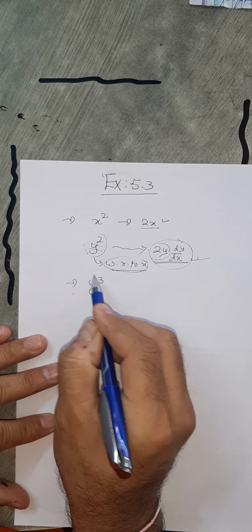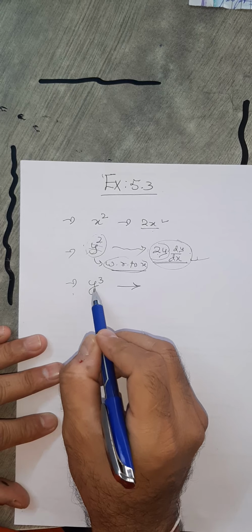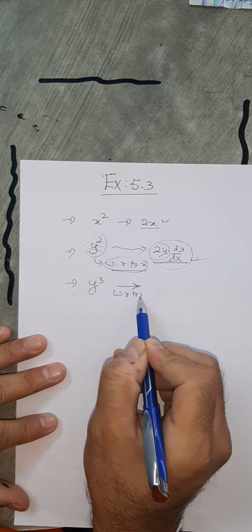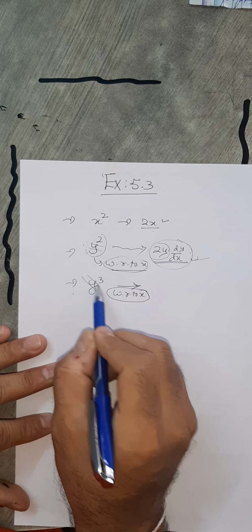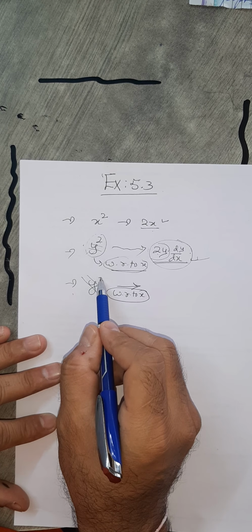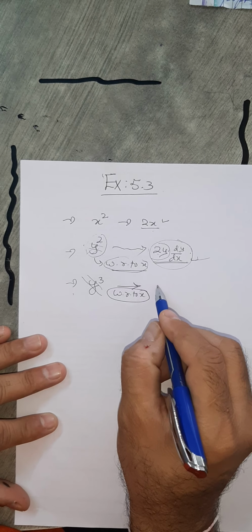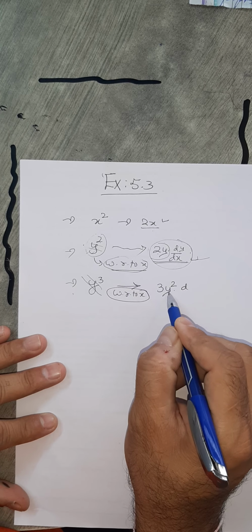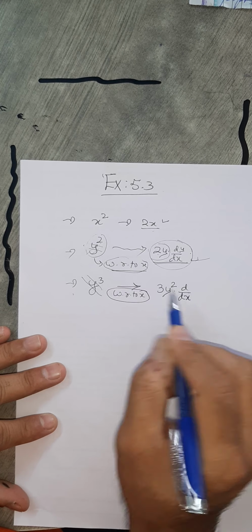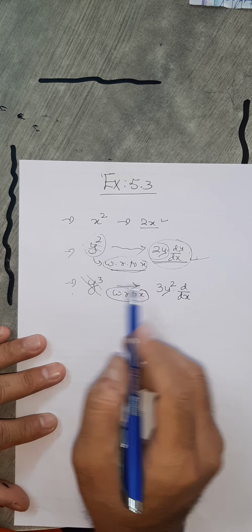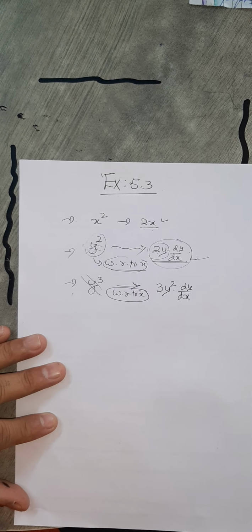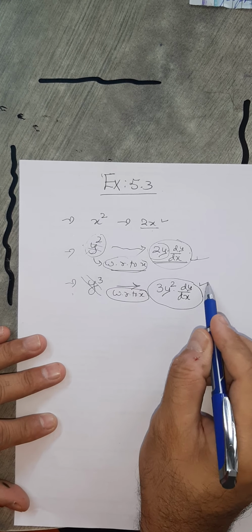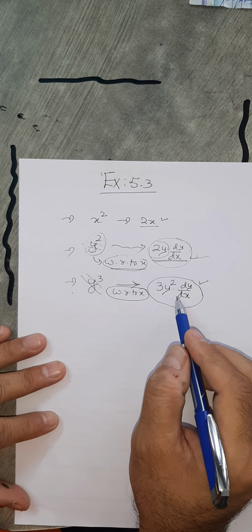Same way, if I take y cube for example, what is derivative of y cube with respect to x? With respect to x you are doing, remember. So again I'll imagine y as x. So this looks like x cube. What is derivative of x cube? 3x square into, by chain rule, d by dx of considered function. You had considered y as x. So I'll put y here. So what is derivative of y cube with respect to x? 3y square dy by dx.